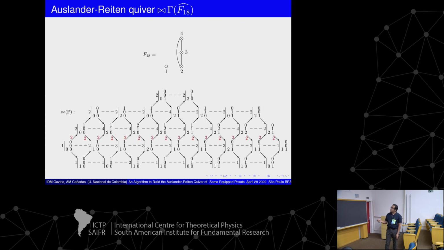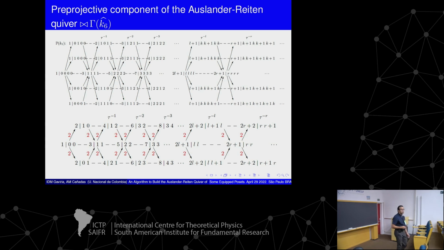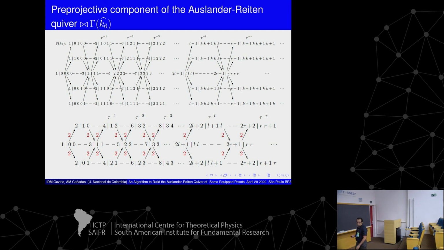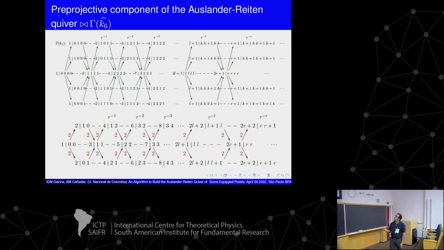This is another example. All these posets here are of finite representation type. But with the same procedure, we can obtain not the whole Auslander-Reiten Quiver, just the pre-projective component and pre-injective component, for posets which are of infinite representation type. In this example, we have here K6. K6 is equal to 2 weak incomparable points.